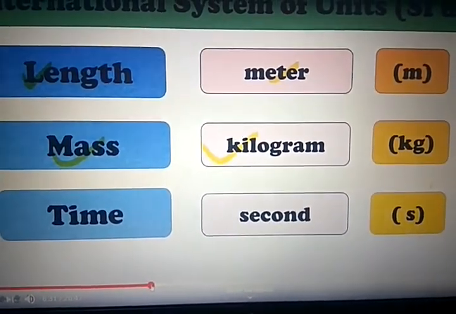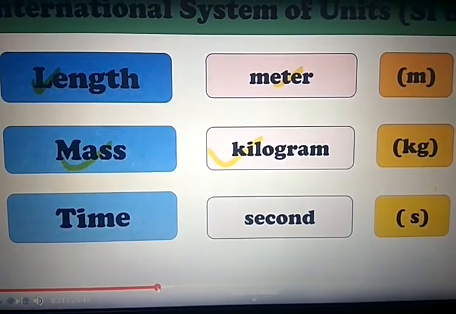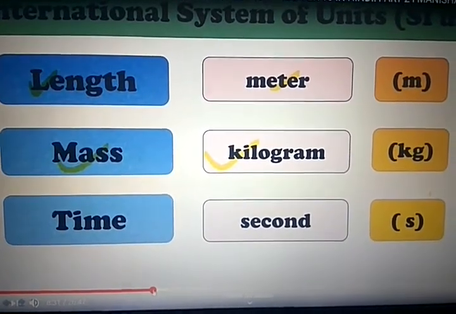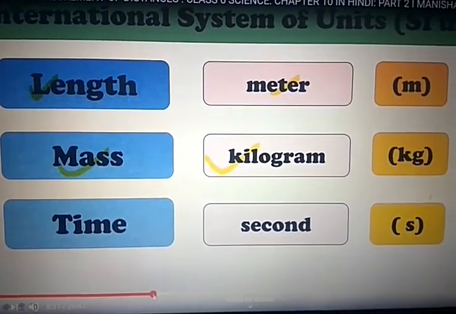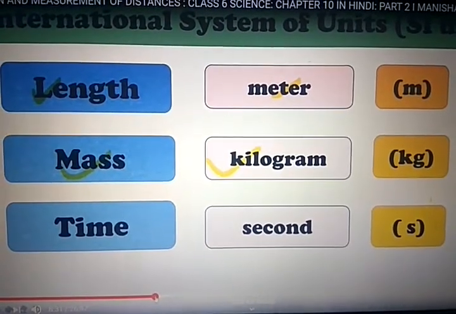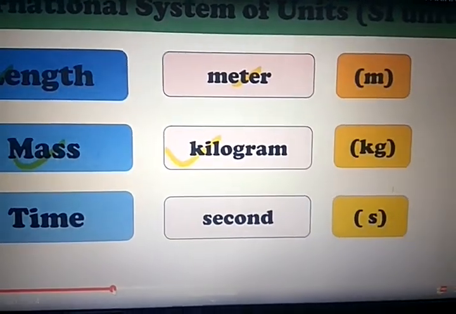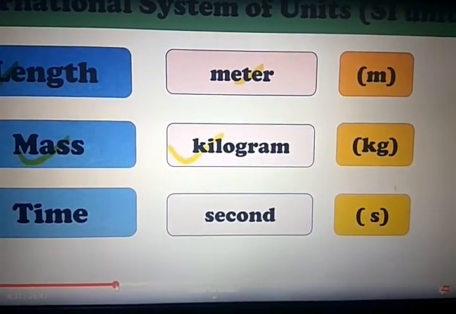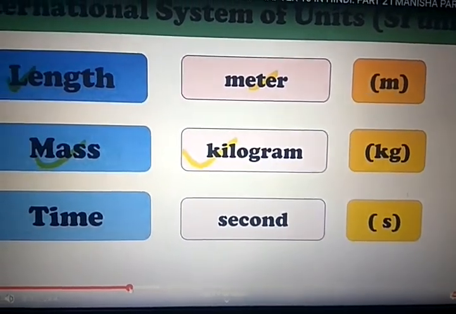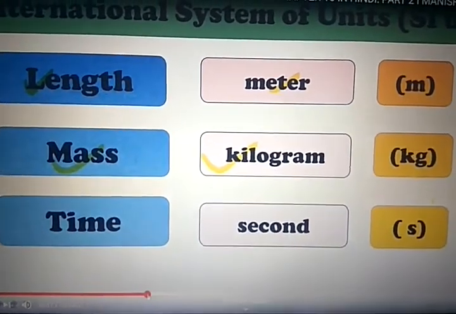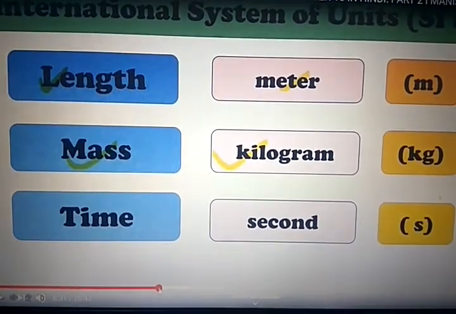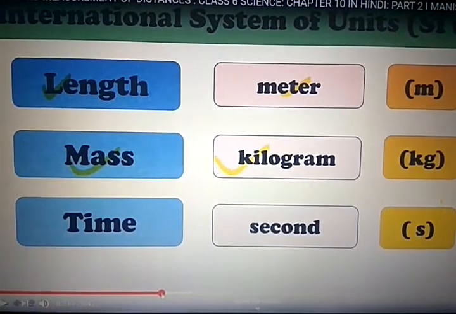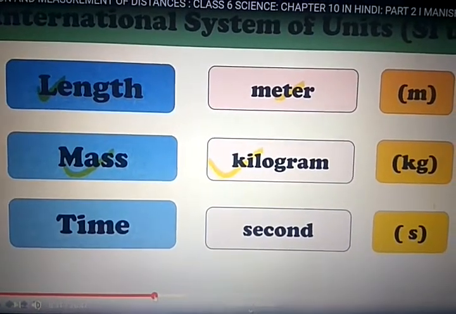Generally, SI units are divided into 3 parts: length, mass and time. Length is measured in meter, mass in kilogram, and time in second. So it becomes MKS, meter, kilogram, second, the MKS system. So the SI unit system, that is MKS, means length, mass and time will be there.